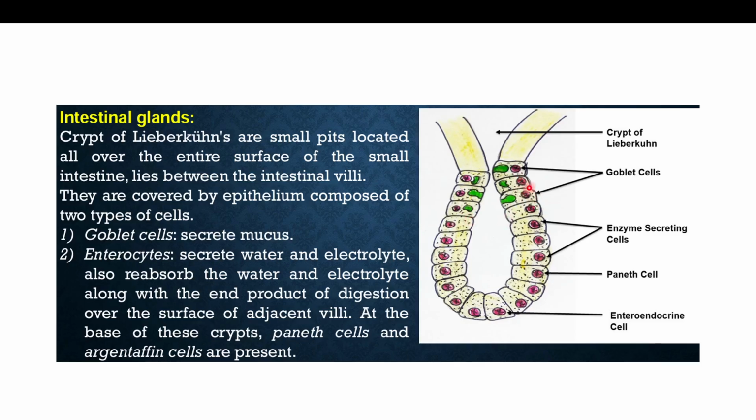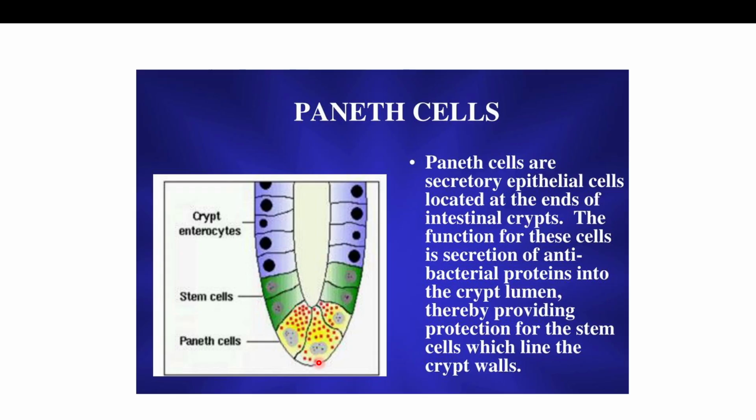One is goblet cells which secrete mucus, and then there are enterocytes which secrete water and electrolytes, and also help in reabsorption of water and electrolytes along with the end products of digestion over the surface of adjacent villi. And at the base are present the Paneth cells and Argentaffin cells. Now, when we talk about the Paneth cells at the base of the crypts of Lieberkuhn, these are secretory epithelial cells located at the ends of the intestinal crypts.